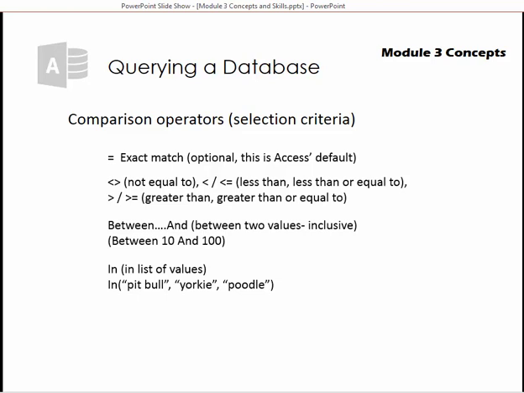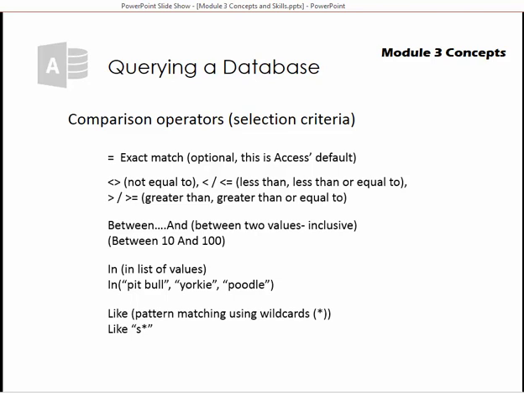There's also the in operator. With the in operator, you use a values list. It's basically an elegant OR criteria. So instead of using criteria for animal breed that looks like pit bull or Yorkie or poodle, an in value list would set the criteria as in, and then within parentheses, the words pit bull, separated by comma, then Yorkie, separated by comma, and then poodle.